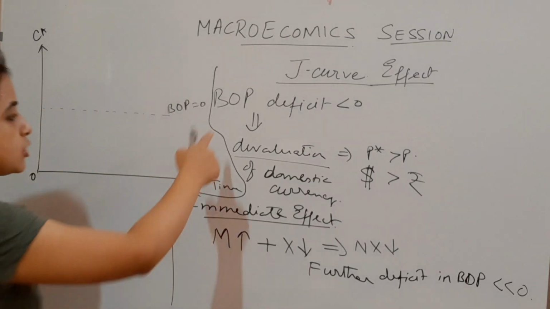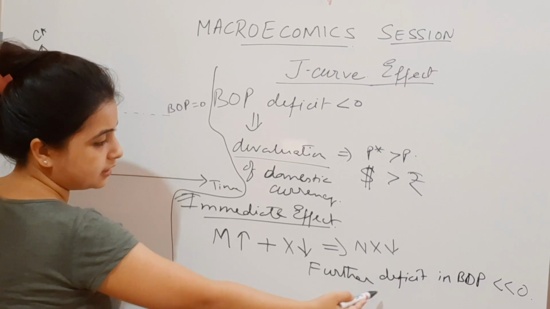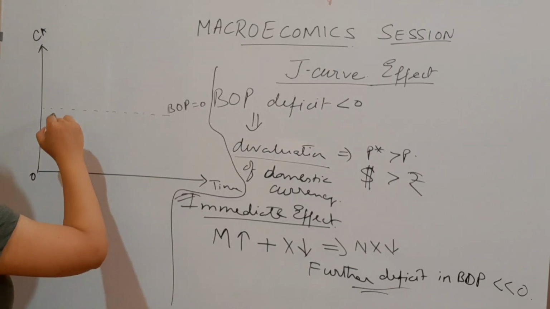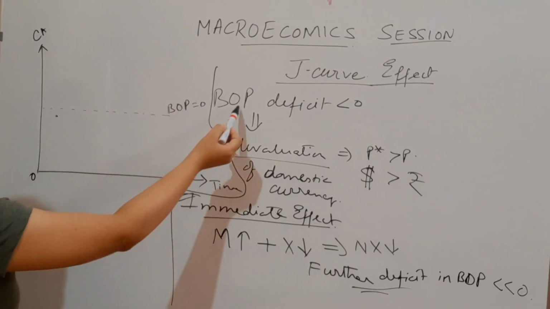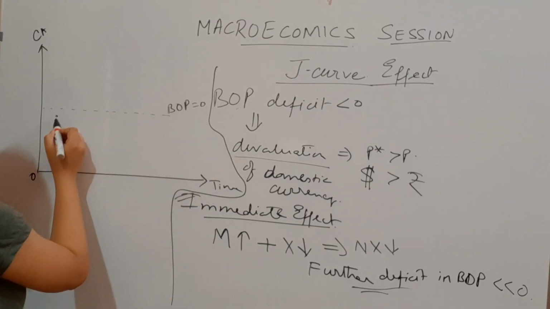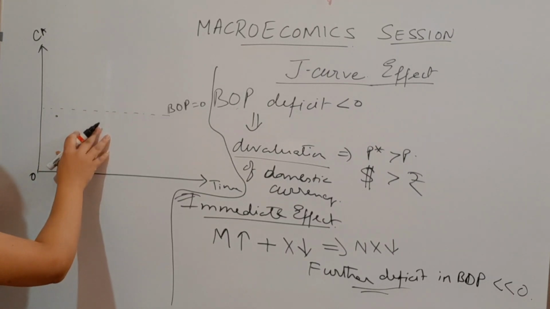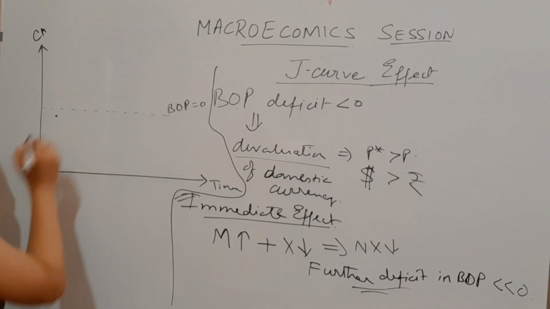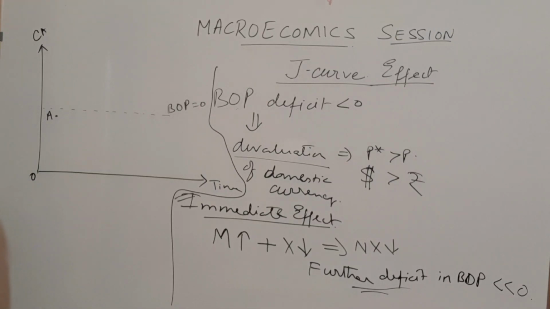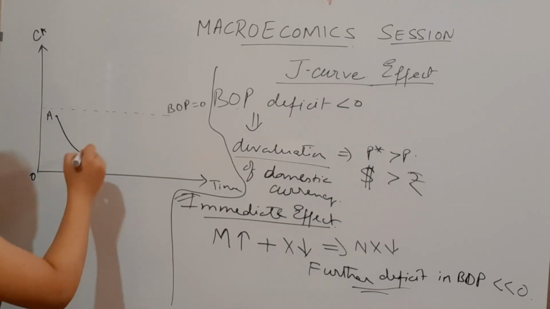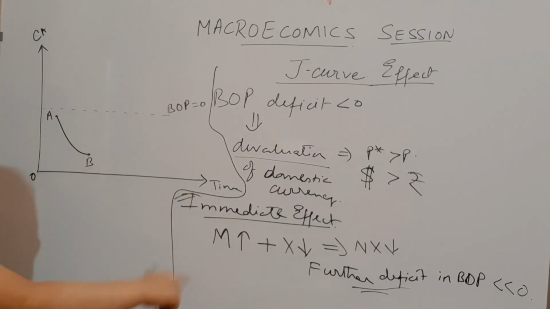Now, first what happened? Immediate effect. What is happening? More deficit in this BOP. Therefore, let's say the initial situation, my BOP is in deficit. If this is equal to 0, obviously below this portion will be where BOP is negative. Let's say my first position is here. I am representing it by A. Due to immediate effect, I am finding a further decline in my BOP. Let's say this is B. BOP is becoming more negative.